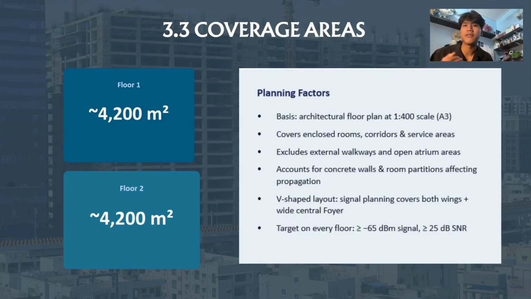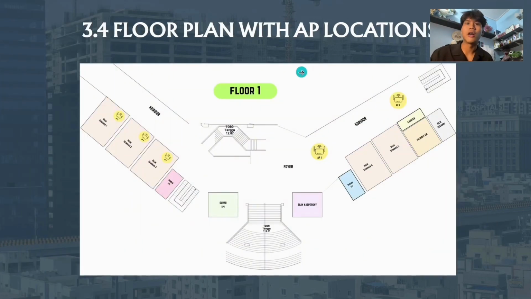Because the building has a V-shaped layout with concrete walls and partitions, our access point planning has to account for signal propagation across both wings and the wide central foyer, while still meeting the negative 65 dBm and 25 dB SNR target everywhere. Now, we go to the floor 1 AP placement.